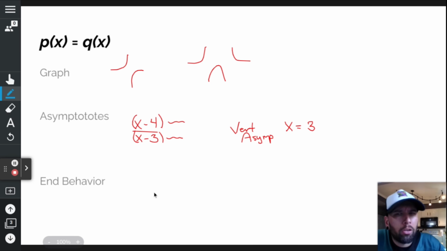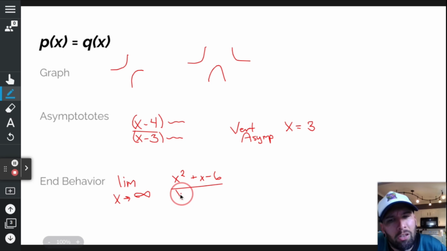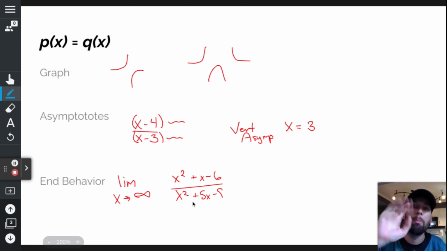End behavior. Now, this is where we're talking about limit stuff. Okay, so let me give you just a very basic example of something where the degree on the top is the same as the degree on the bottom. And let's just say x is approaching regular old infinity. So if I said (x² + x - 6)/(x² + 5x - 9), and you're like, I can't factor the bottom. How am I going to find the end behavior? Simple, don't worry about it. This is what you do.